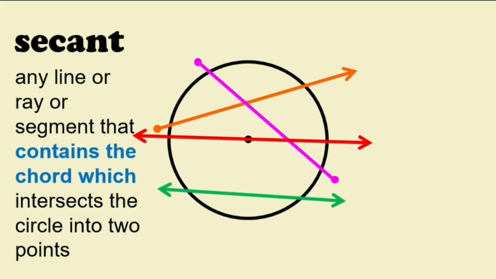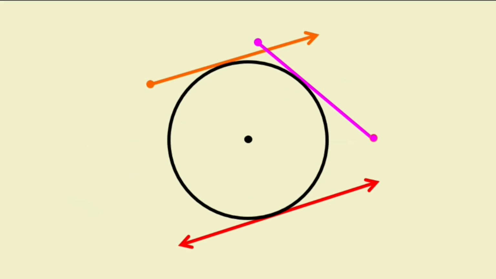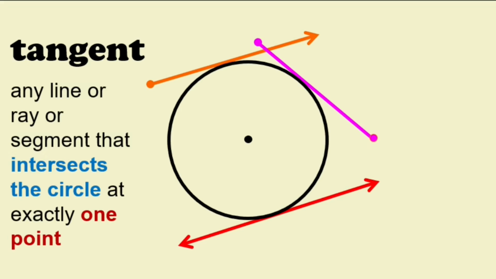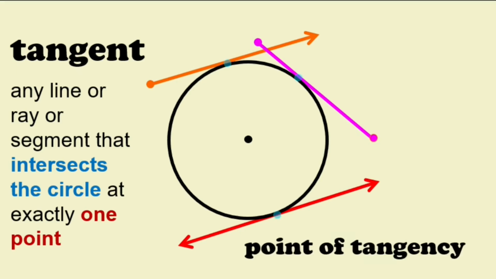But there is another part of a circle which is also very unique, for it intersects the circle only at 1 point. And that is a tangent. A tangent is any line, segment, or ray which intersects the circle at 1 point. That certain point where they intersect is called the point of tangency.